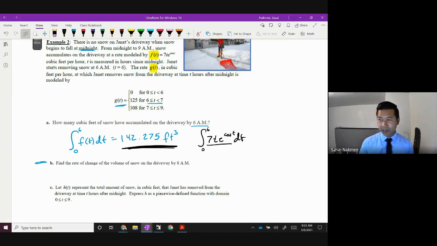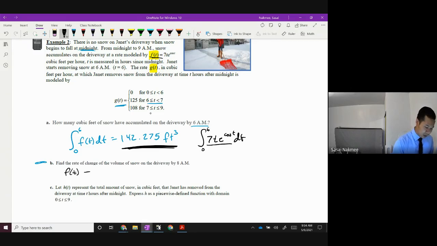Some of you might have figured out part B. This one's asking to find the rate of change of the volume of snow on the driveway at 8 a.m. The rate of change is just the rate at which snow is falling minus the rate at which the snow is being taken away. That's it. f of t is the rate at which snow is falling, and I just need to take away the rate at which snow is being removed. It's f of t minus g of t.